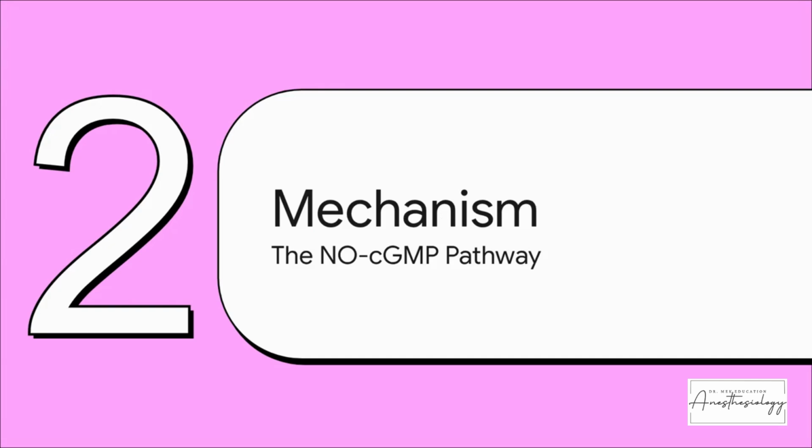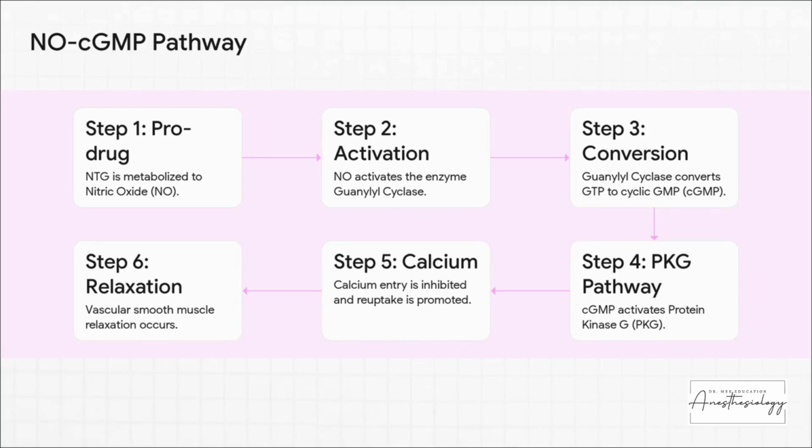So how does this all happen on a molecular level? Let's take a look at the biochemical cascade that gives NTG its powerful hemodynamic effects. The whole process follows a really well-defined pathway. First, nitroglycerin itself is a prodrug. It gets metabolized in the body to release nitric oxide, or NO. That NO molecule then kicks off the next step by activating an enzyme called guanylyl cyclase.